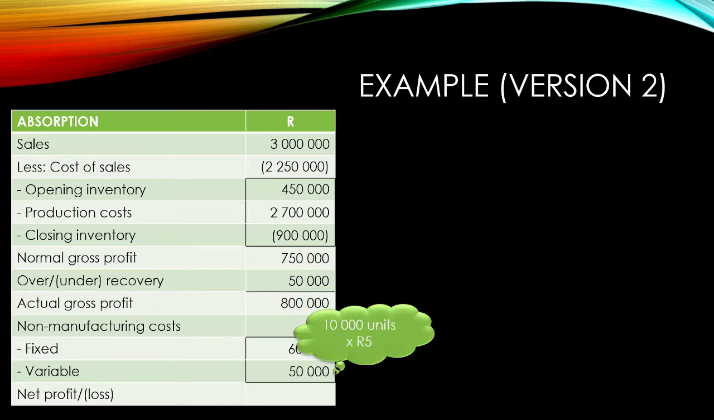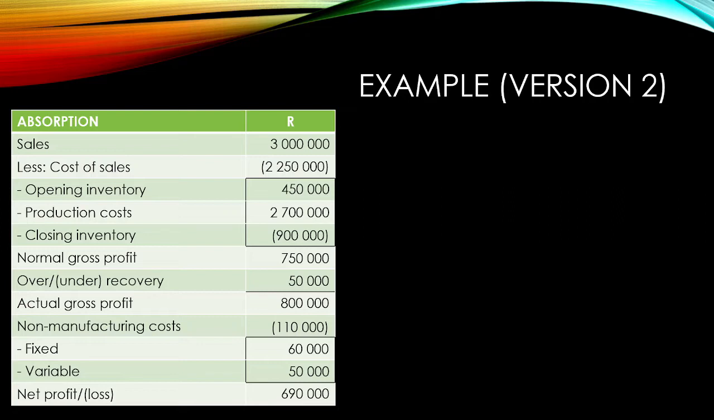Notice that our variable non-manufacturing costs have not changed. This is because they are based on the units sold and not the units produced. We can then arrive at our net profit of 690,000 Rand.